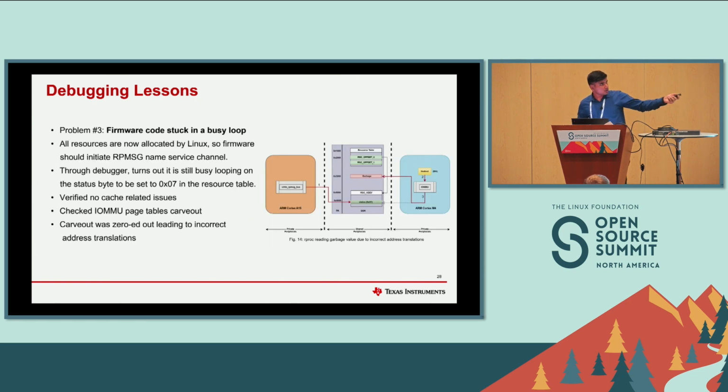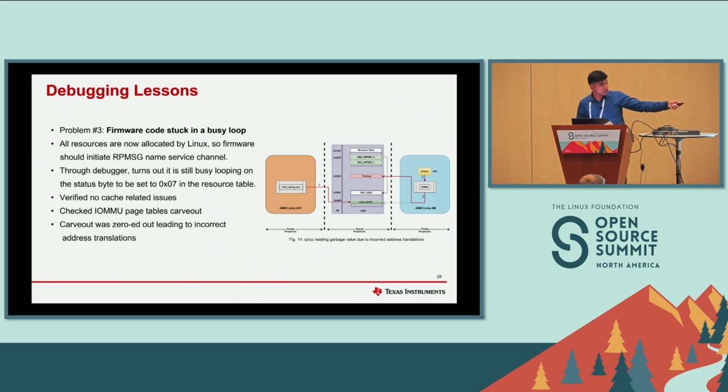But when I connected to the core, I was seeing that the firmware was stuck in a busy loop. What it was doing is waiting for some address to turn into 7. If you remember, I talked about the IPC init. Whenever Linux sets up the resources, it writes the value of 7 into the status bit of your resource table that is present in your shared memory, right?